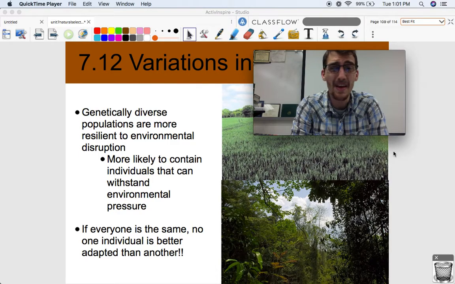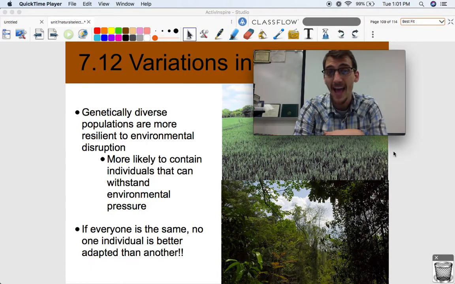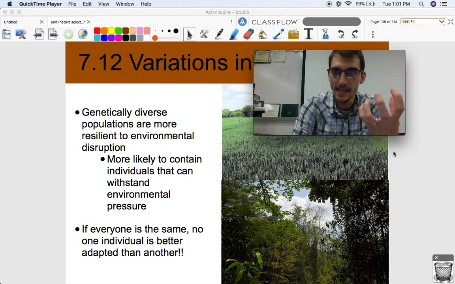But like I said, if everybody's the same, then there's a much worse chance of there being any individuals with traits that will help them survive and reproduce, and thus permeate the species and allow it to keep living and keep the population alive.